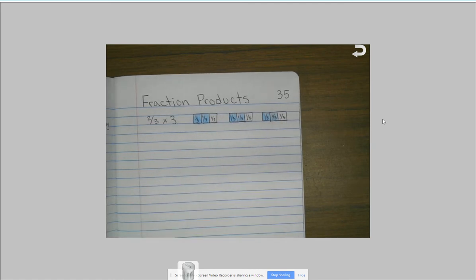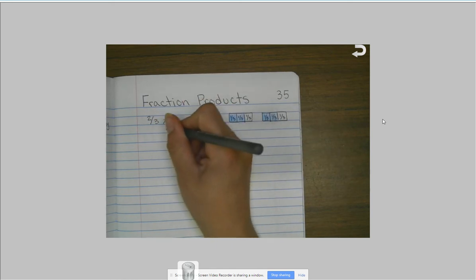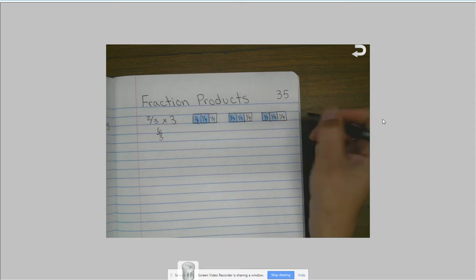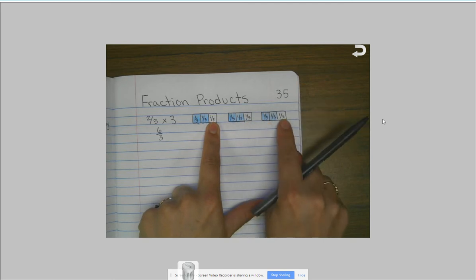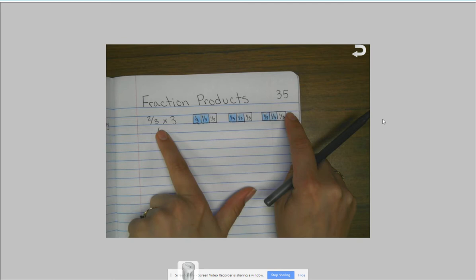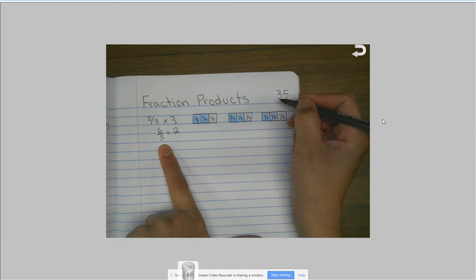So how many thirds do I actually have here? I actually end up with 6 thirds. Now 6 thirds, if I were to take this piece and put it right here, and this piece and put it right here, you could see that I would have 2 full units worth. Well, what's 6 divided by 3? 2. So 2/3 of 3 is 2.